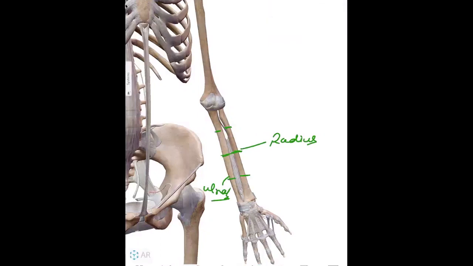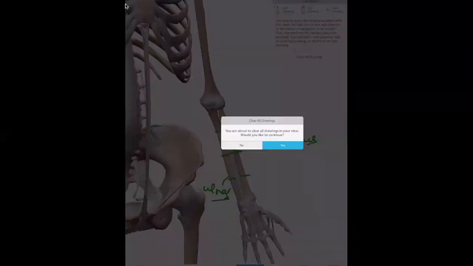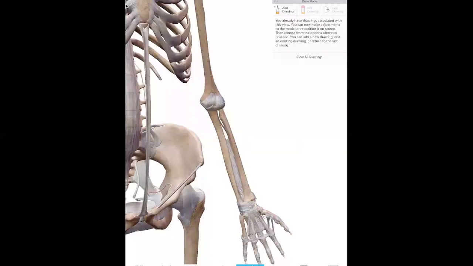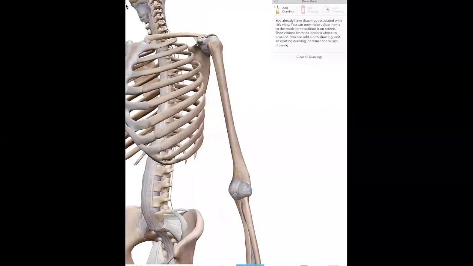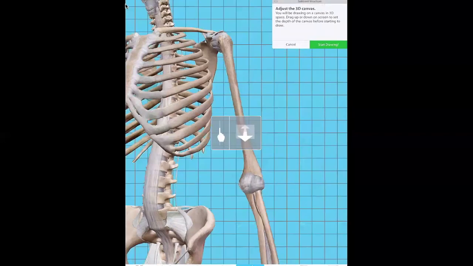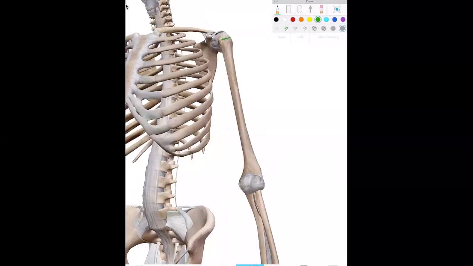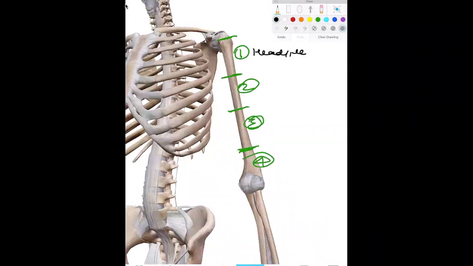When we talk about the humerus bone, let's see here. This is the humerus bone. Even we can divide this humerus bone into four parts. One, two, three, four. First part is head and neck. Second part is chest region. Third part is abdomen. Fourth part is reproductive part.